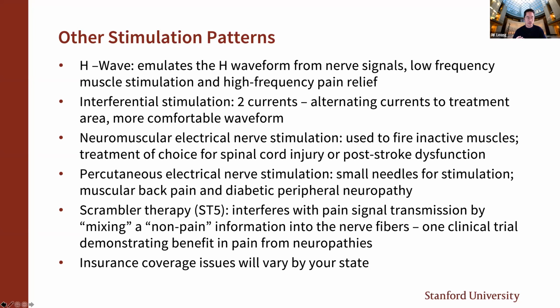The last one, the scrambler therapy, is kind of interesting in that it interferes with pain transmission by mixing non-pain information onto it, with one clinical trial showing benefit for neuropathy pain. But I know for a fact, from trying to get some of these approved in the past, there are some insurance coverage issues, and I'm sure they will vary by your state in order to obtain these ones.